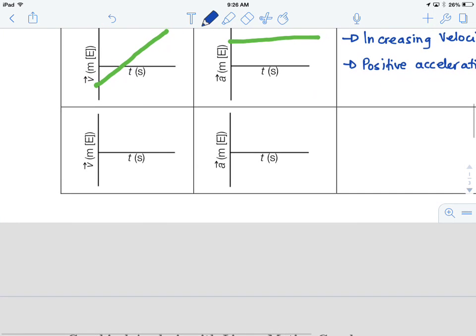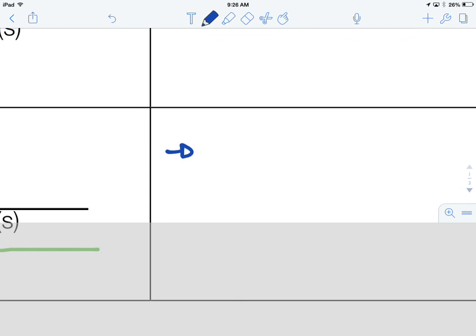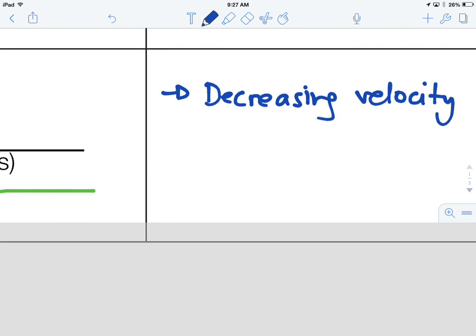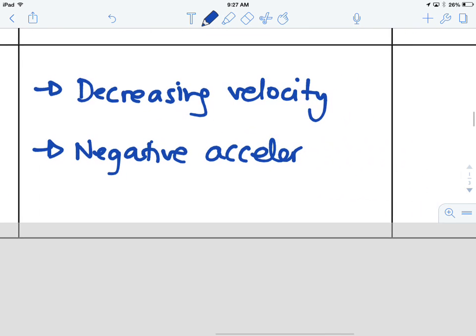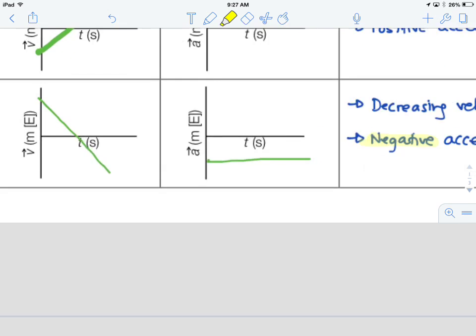Okay, last but not least is a decreasing velocity, which you probably would have guessed, and of course that would give us a negative acceleration. And so what does this look like? So this is a decreasing velocity, and a negative acceleration. And one thing that we should probably point out is that we've called this a negative acceleration and not a deceleration, and that's an important distinction to make.